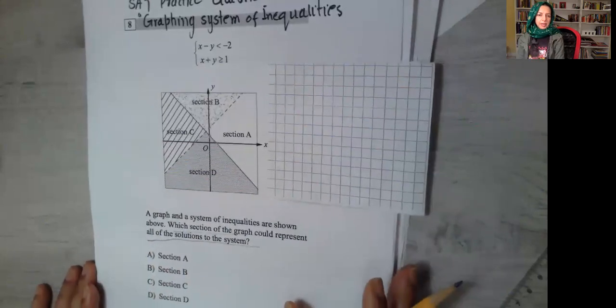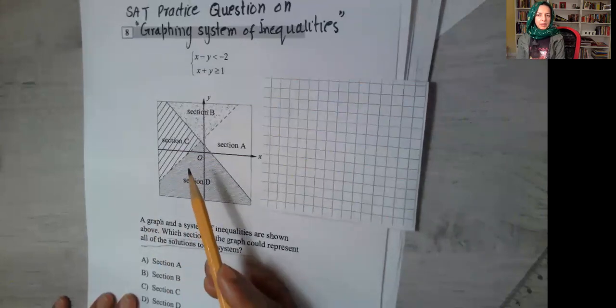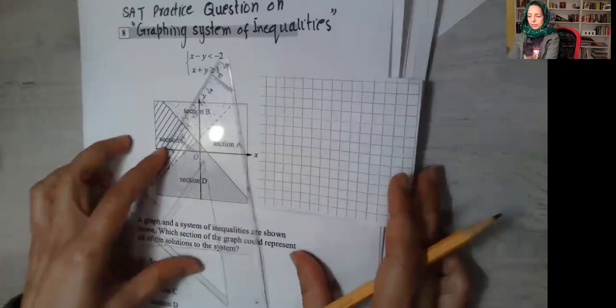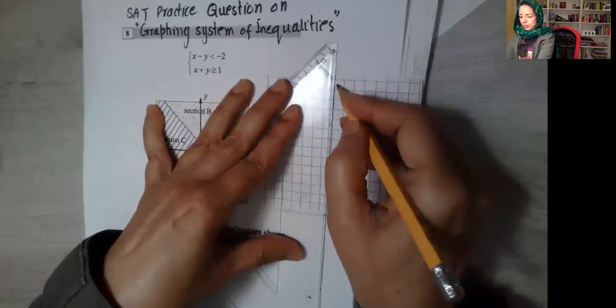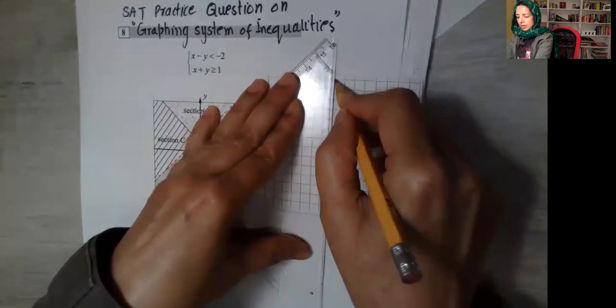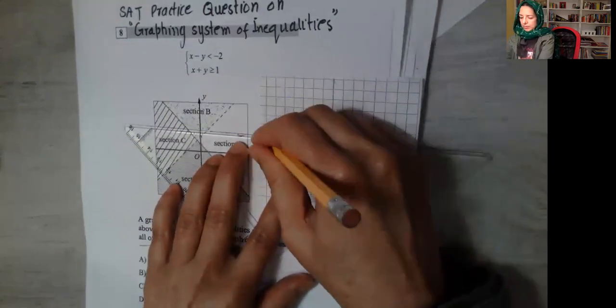Now, these kinds of questions are deceiving. When you look at the graph, you could pick up wrong choices. So I highly recommend you regraph them so you can find the right solution. So I'm going to regraph this system.